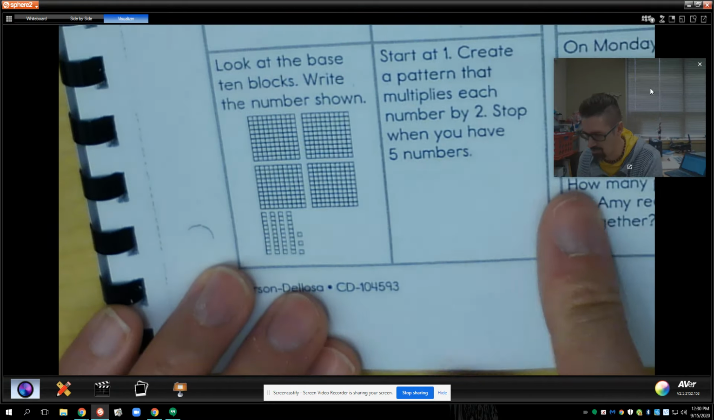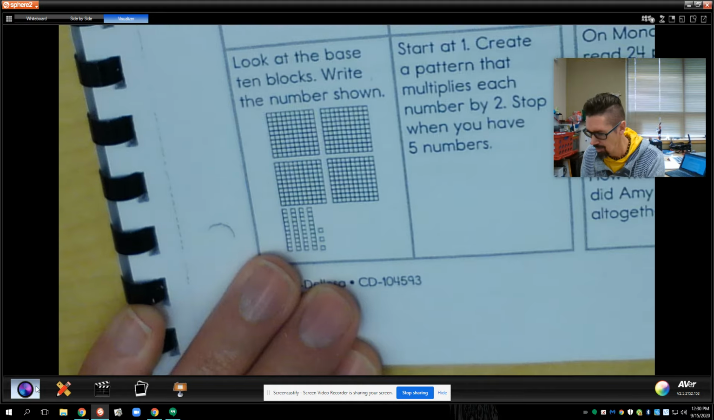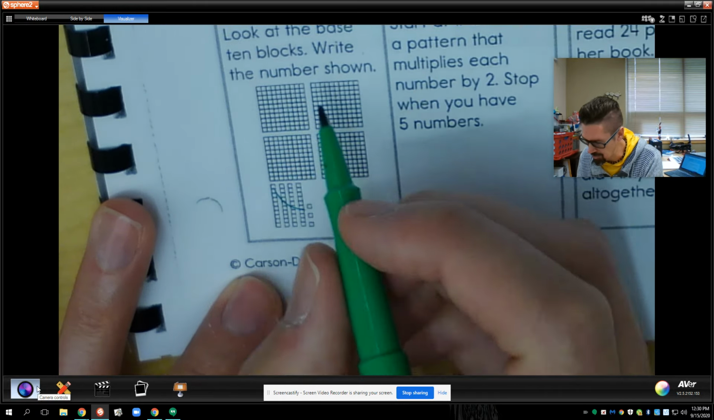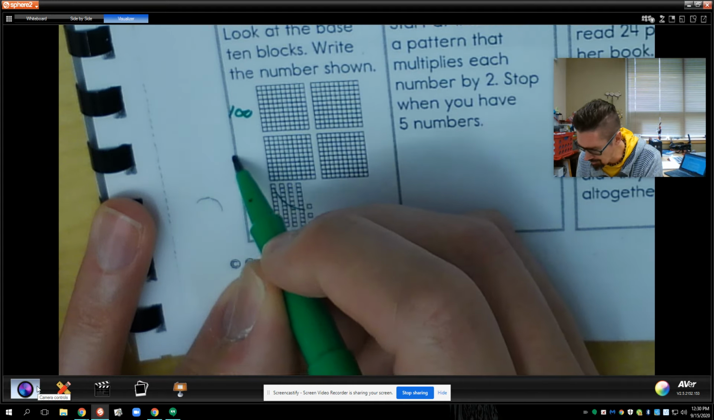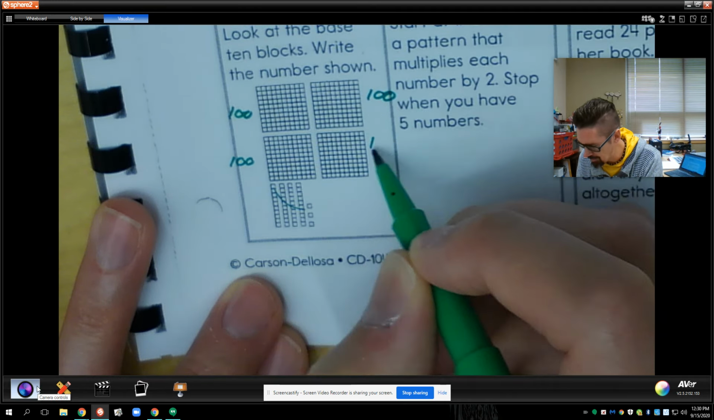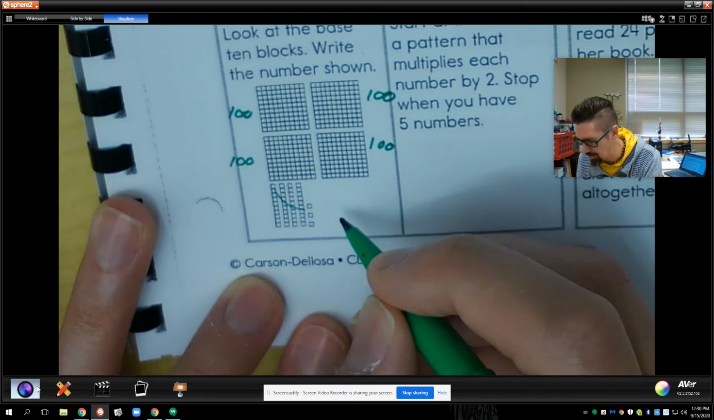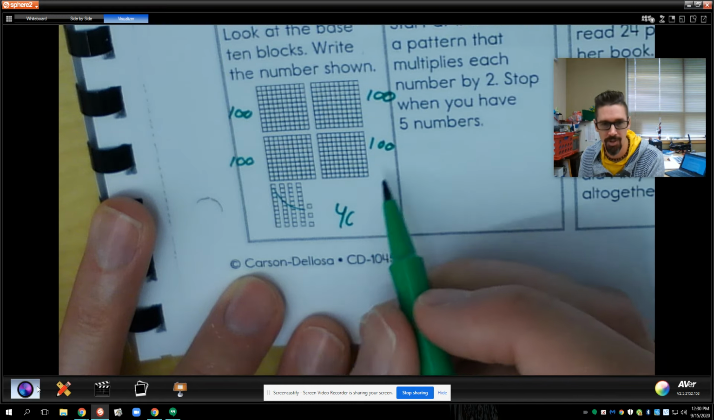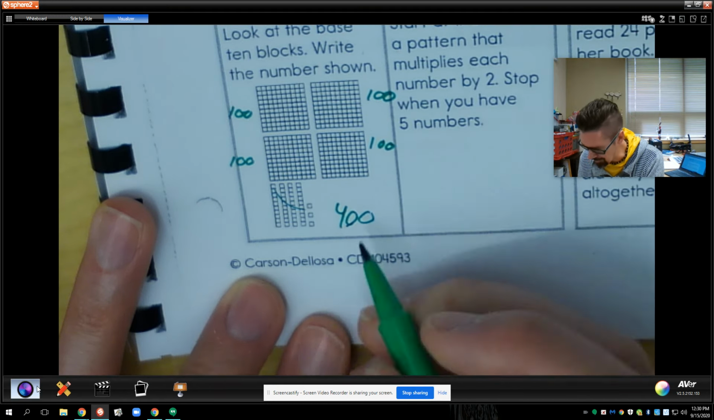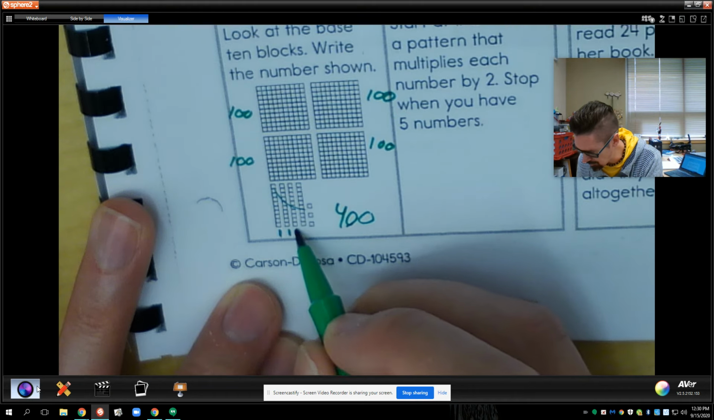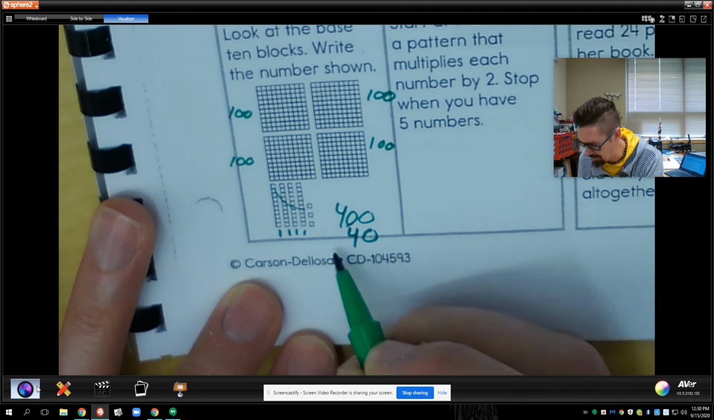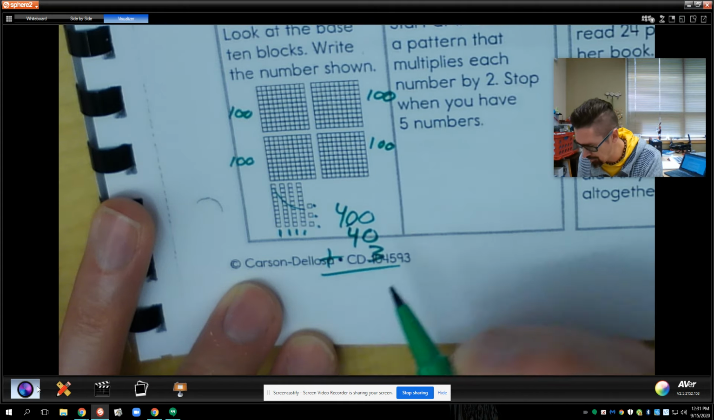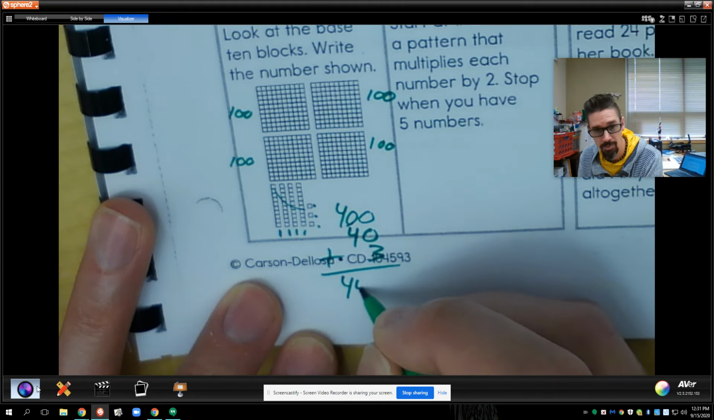All right, I got about a minute per question left here. Look at the 10 blocks. These are all 10 blocks. Write the number that's shown. Well, this is 100. This is 100. This is 100. This is 100. I know that I have how many hundreds? 4. I wanted to just write 400. That's 400. How many 10s are there? 1, 2, 3, 4. There are 4 10s, or 40. And how many 1s are there? 1, 2, 3. There are 3 1s. So I can add all those together and get 443.